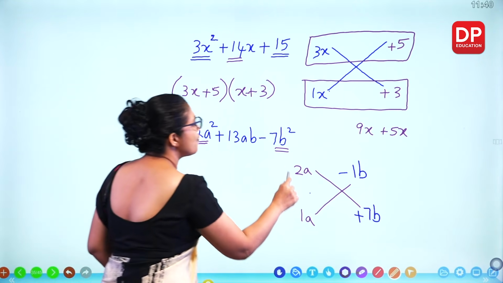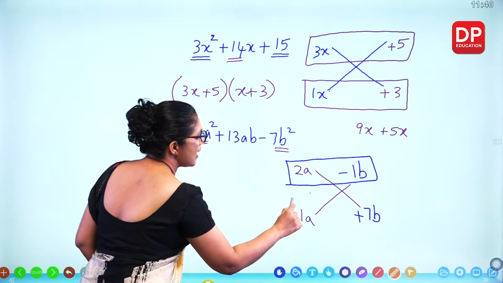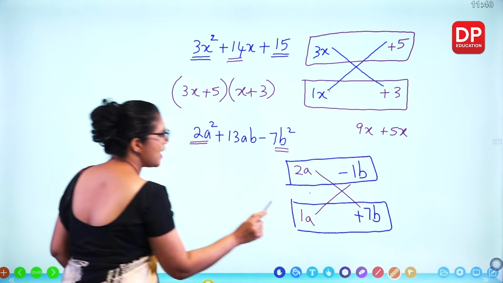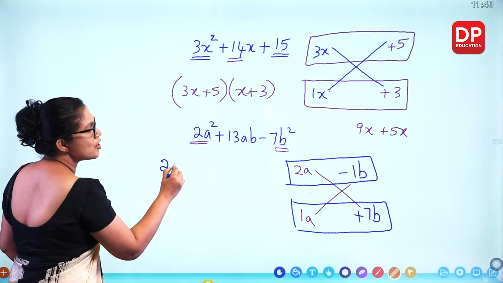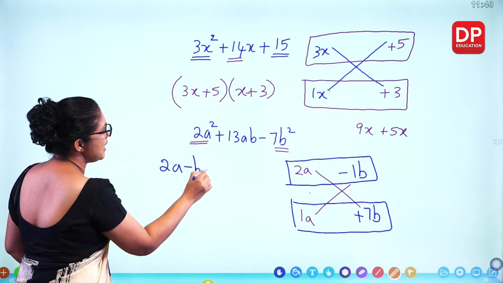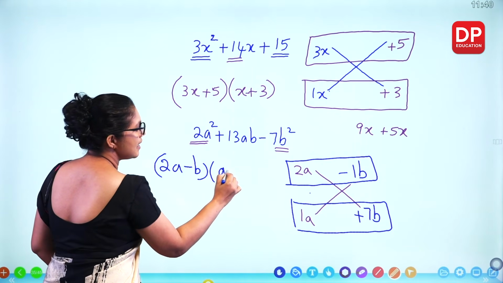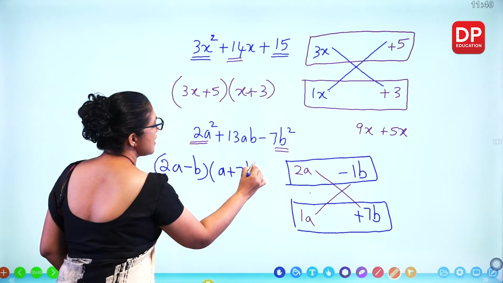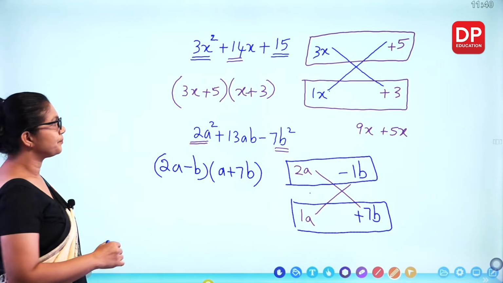So how can you write down the factors? You can write down the factors this way. So what are the factors? 2a minus b and a plus 7b.